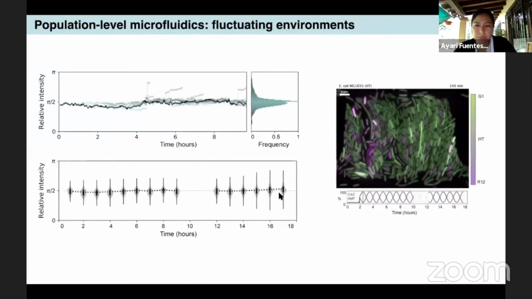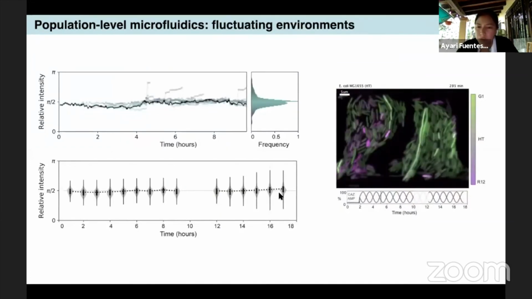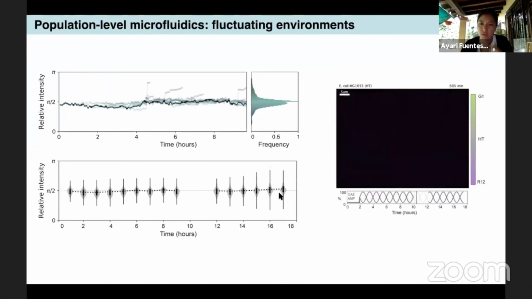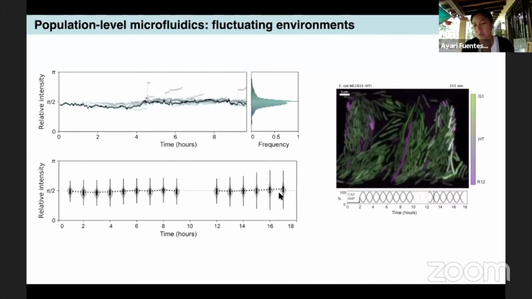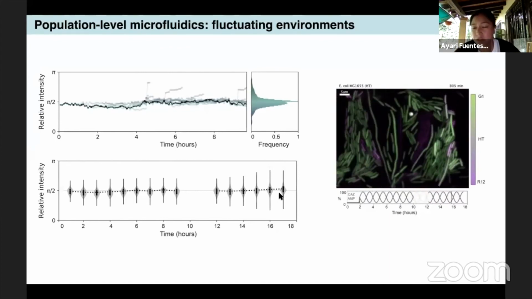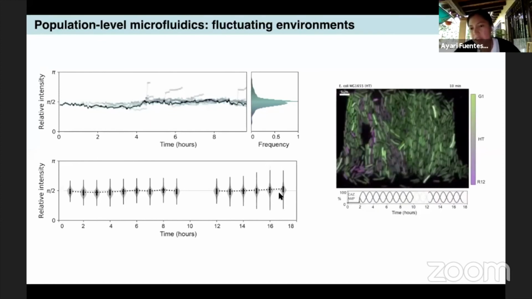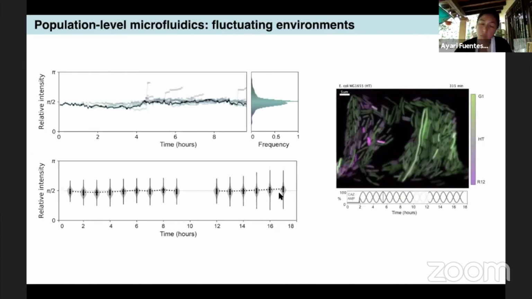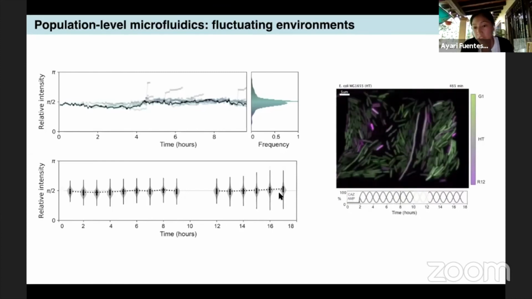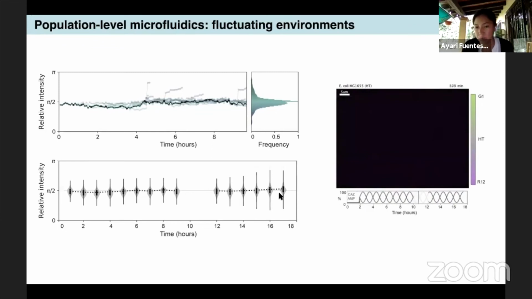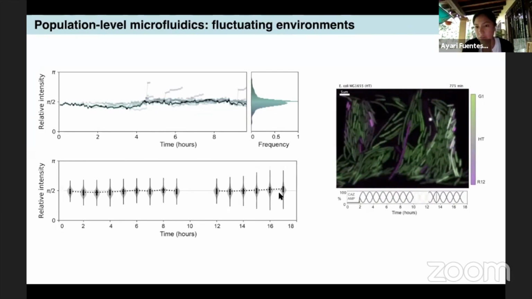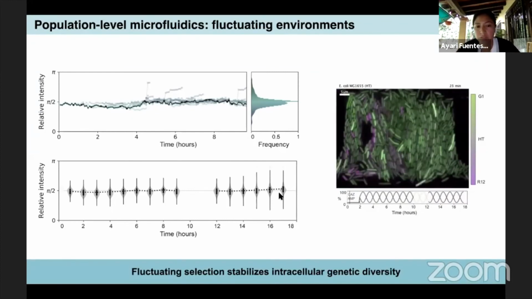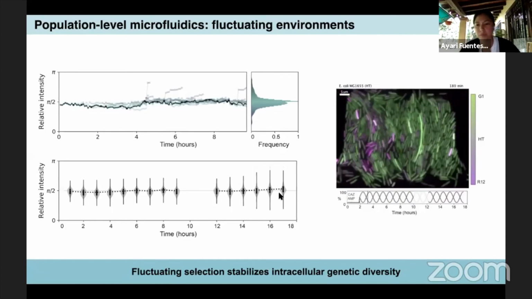So now, if we have those two, what is going to happen when we have fluctuating environments? Now what we are going to do is shift between Cas and AM in the same chip, and this is the video that I'm showing. The important thing here is that even though we are using the same amount of antibiotic that we were using before, we have the population alive at the end of the experiment. This is 18 hours, and we have population there. So what we are seeing here is that fluctuating selection stabilizes intracellular genetic diversity.